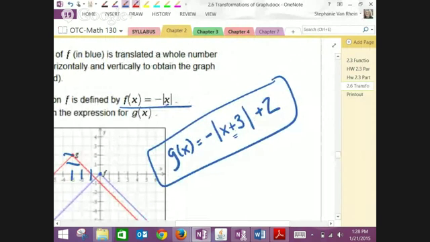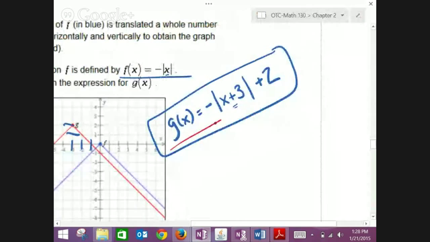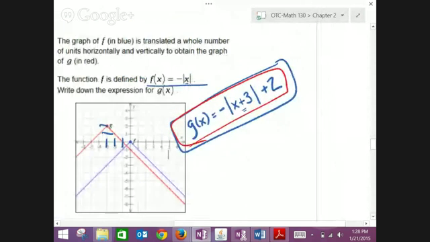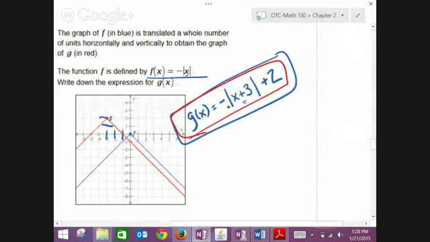I should get my red back. So really, the red line is represented by taking the minus absolute value of x, replacing x with x plus 3, and then adding 2 to it. So every point can be described that way. You guys see how you can go both ways? Given a mathematical expression, come up with the red line. But given the red line, come up with a mathematical expression, right?